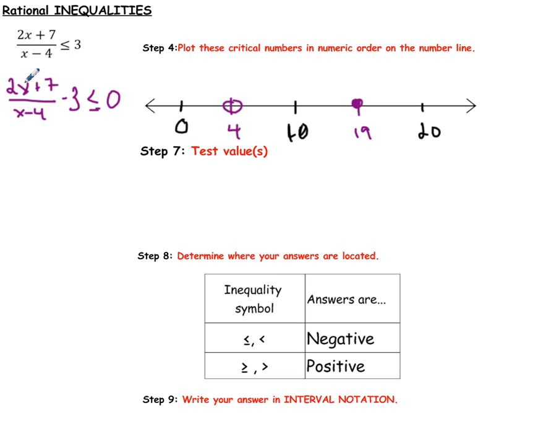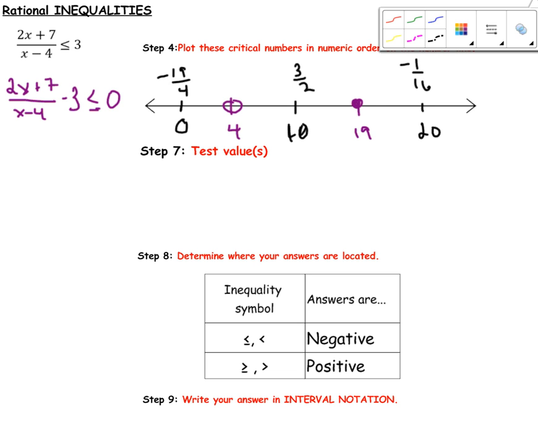Remember, I'm going to plug my test values back into my inequality and see whether or not my answers are positive or negative. Okay, I've done my plug and chug, and what I found out is that when I put 0 into my inequality, I get negative 19 over 4, and when I put 10 in, I get 3 halves, and when I put 20 in, I get negative 1 over 16.